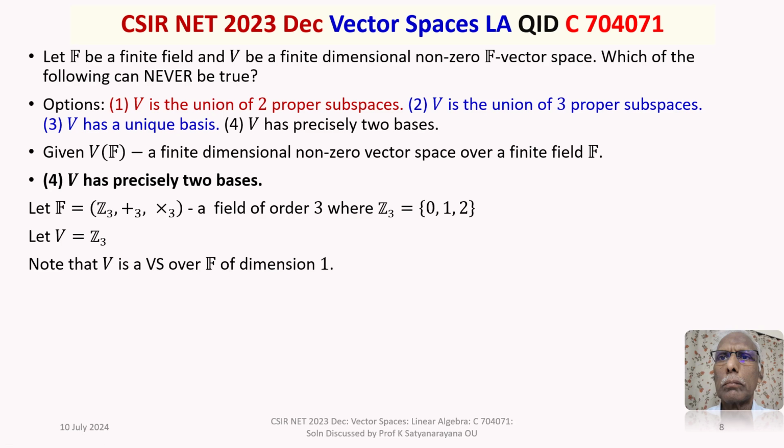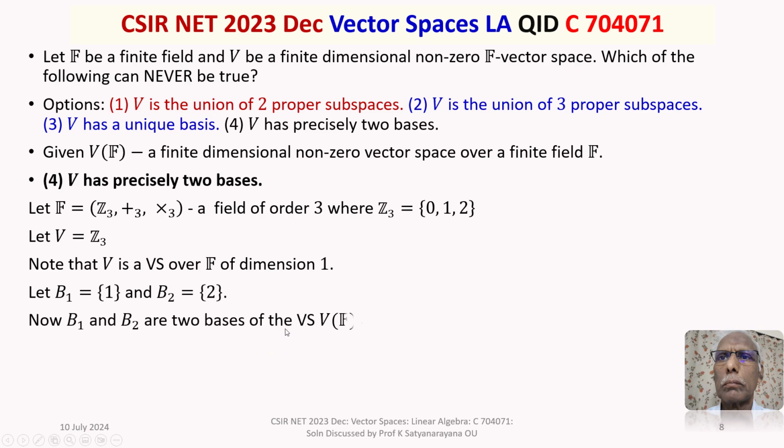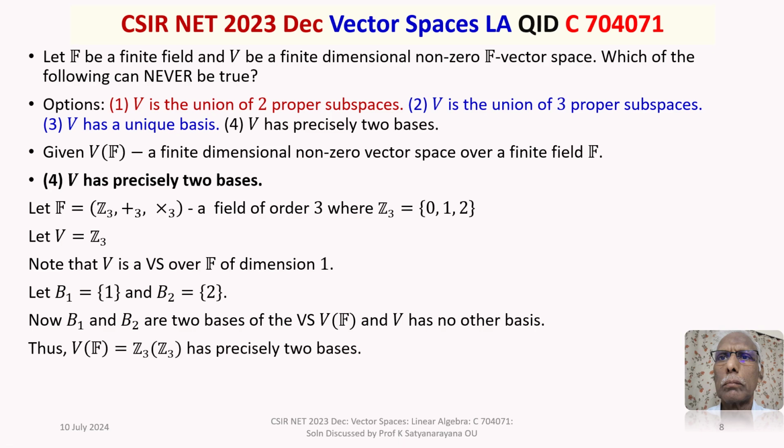Now consider B1, the singleton set consisting of 1, and B2, the singleton set consisting of 2. Both span the whole space and they are linearly independent, therefore they are bases. B1 and B2 are two bases of the vector space V over F, and V has no other basis because there is no other non-zero element. So V has precisely two bases. So option 4 is also true.